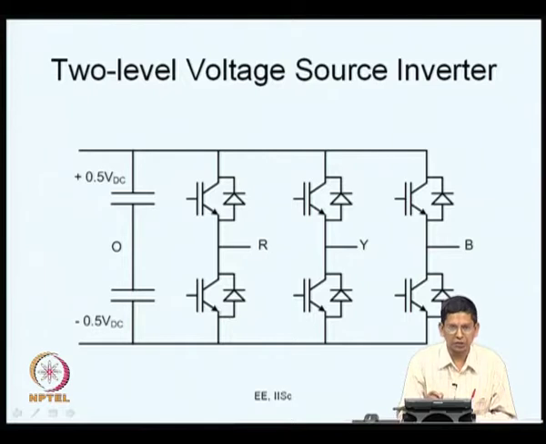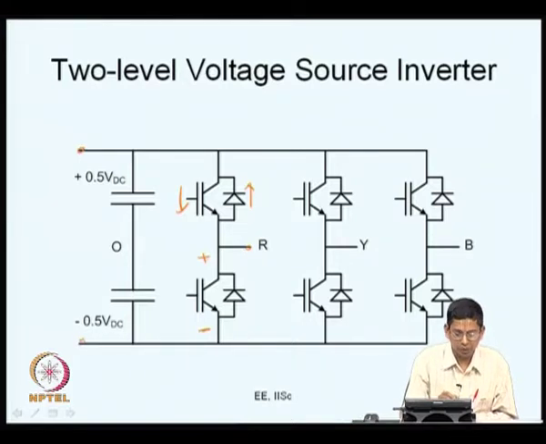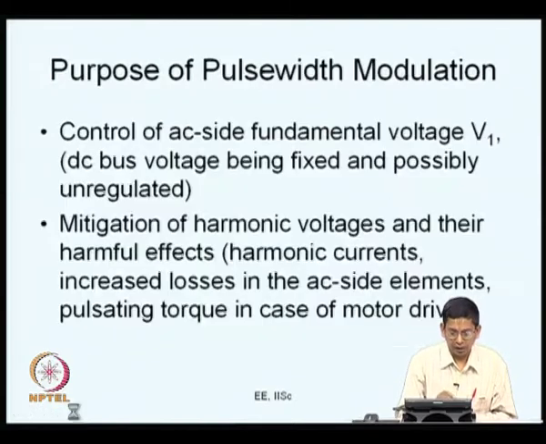There are 2 IGBTs, and these IGBTs have anti-parallel diodes, so they are capable of conducting in both directions, as we have seen several times. When the top IGBT is conducting, the bottom IGBT will be blocking a voltage of this polarity, and vice versa. So these devices have bidirectional current carrying capability and unidirectional voltage capability, and at the pole you can apply either plus 0.5 VDC or minus 0.5 VDC, measured with respect to the DC bus midpoint O. So we defined pole voltages, and we defined the purpose of pulse width modulation.